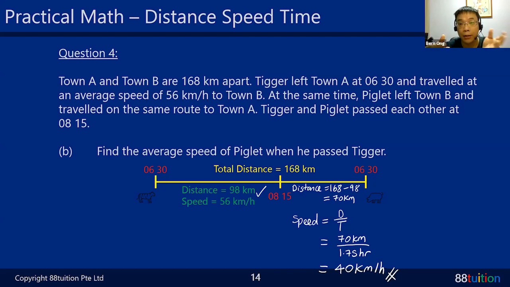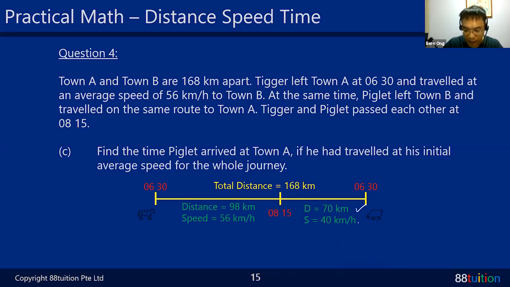Why? The time passed for you, the time passed for me also. While you're doing something, I'm doing something also. It's not that everything stops. Cannot be. So it's the same 1 hour and 45 minutes, which is 1.75 hours. So kilometer divided by hours, kilometers per hour, the answer is 40. Easy. Next, what do you have?